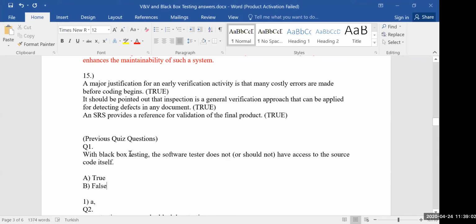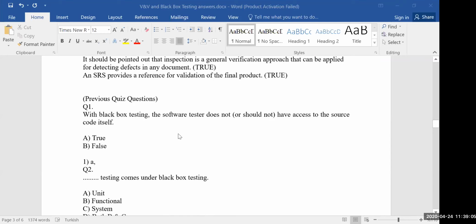Okay, let's start. I guess you are done. Let's start with the first question. With black box testing, the software tester does not or should not have access to the source code itself. Okay, we are talking about black box testing, and you are not telling the implementation in black box testing. That is white box testing. We will also solve some questions related to white box testing. In black box testing, you don't need access to the source code itself.